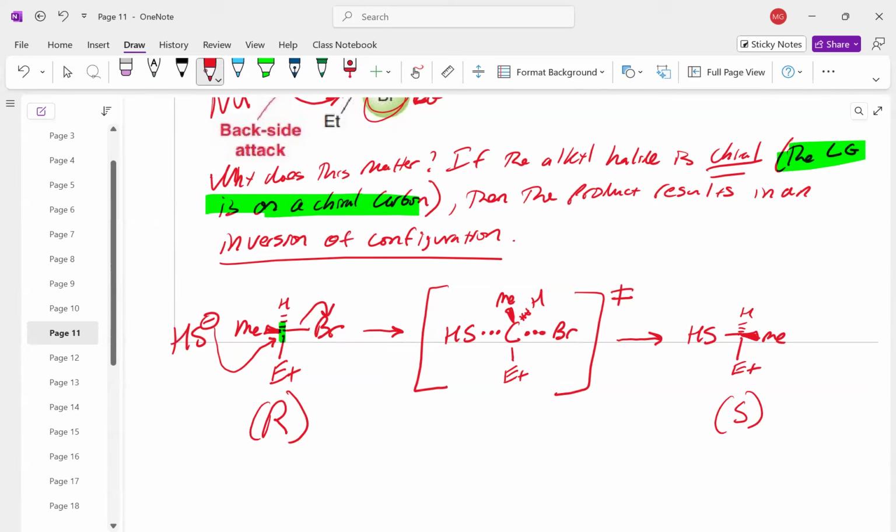Now, if the leaving group is not on a chiral center, then we don't care about stereochemistry. But whenever the leaving group is on a chiral center, you always have to have stereochemistry in mind when it comes to these nucleophilic substitutions.